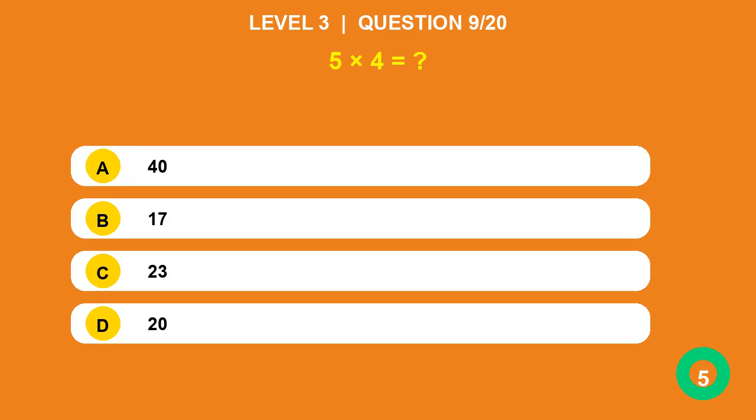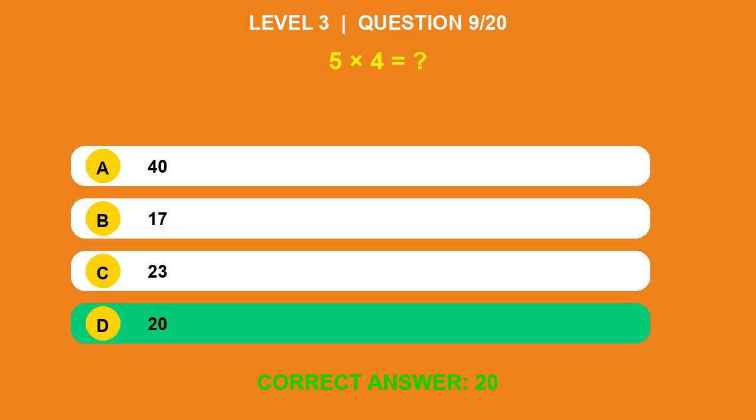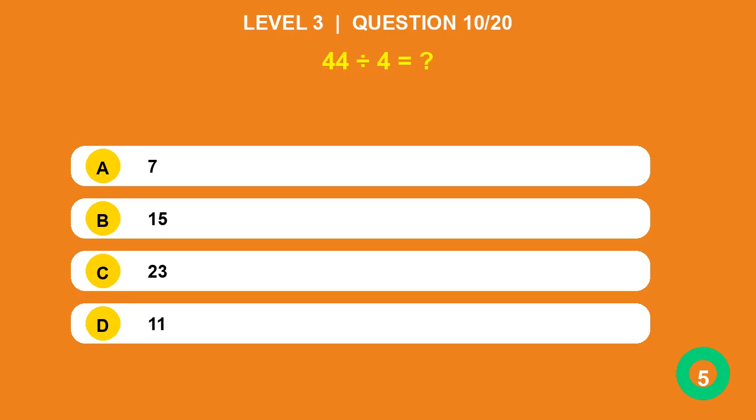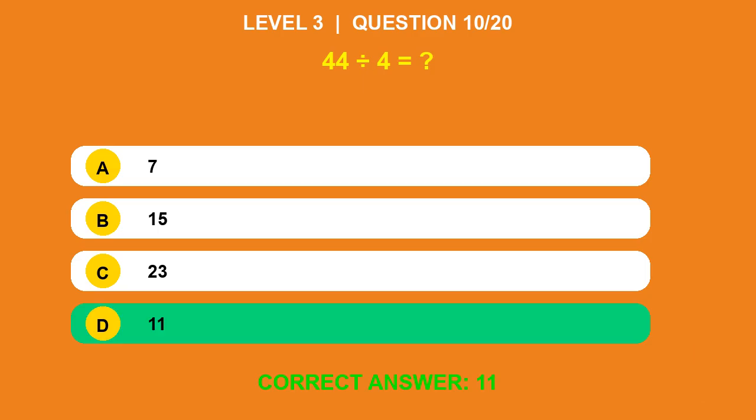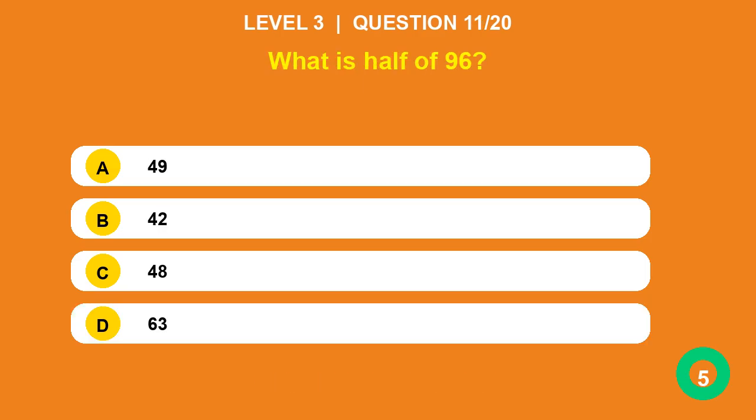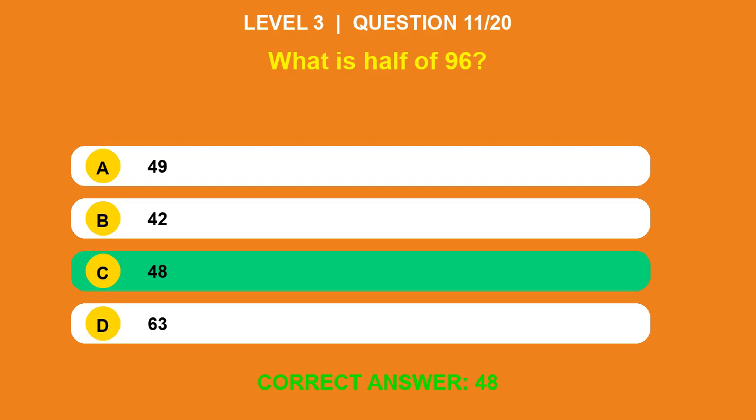5 times 4 equals? Answer is 20. 44 divided by 4 equals? Answer is 11. What is half of 96? Answer is 48.